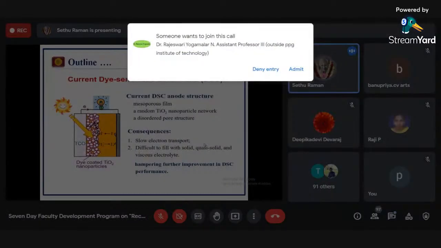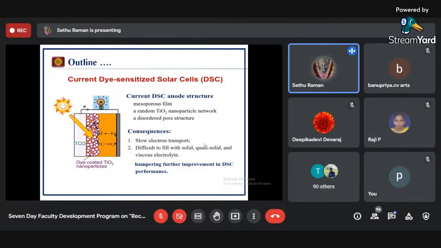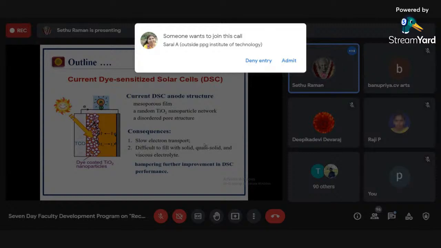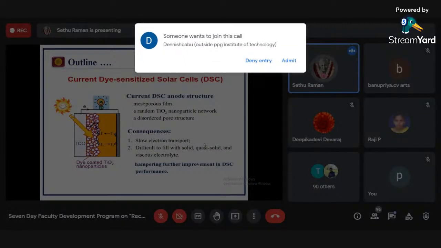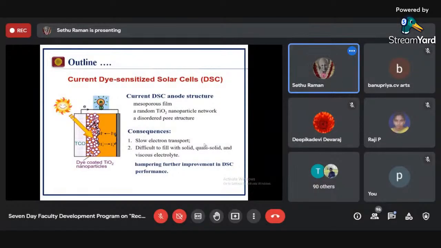For simple understanding, in the current DSSC, earlier we used a nanoparticle network, a mesoporous film of nanoparticle network. That is not so good for efficient charge injection into the electrode, due to the slow electron transport of the nanoparticle network. So people always think about one-dimensional nanostructure growth instead of using TiO2 nanoparticle structure.